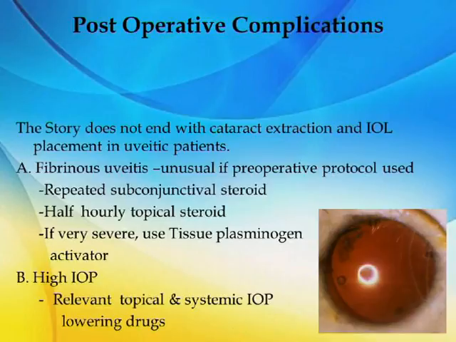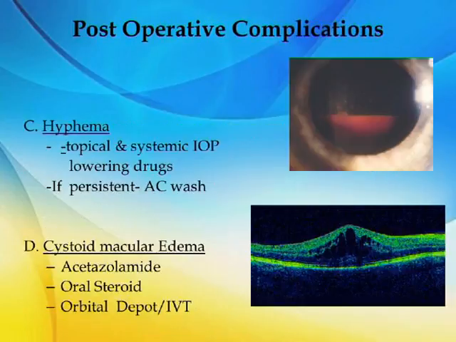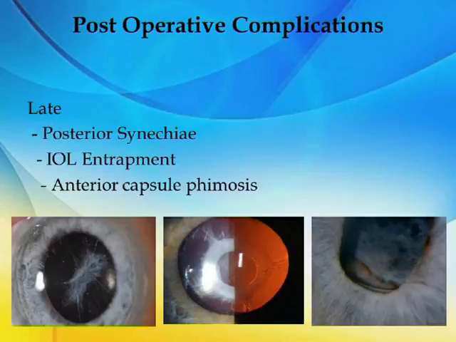High IOP is another complication you can expect in these patients. So it has to be tackled with the relevant topical and systemic IOP lowering drugs. If there is hyphema, again you have to put them on topical and systemic IOP lowering drugs. If persistent, AC wash should be taken up. Cystoid macular edema has to be diagnosed earlier and treated with acetazolamide, oral steroid, orbital depot, or intravitreal triamcinolone.